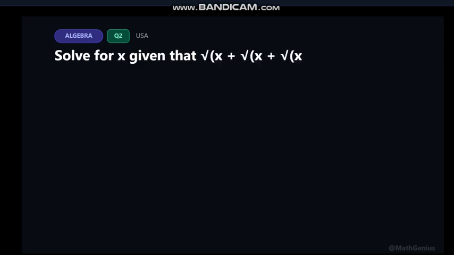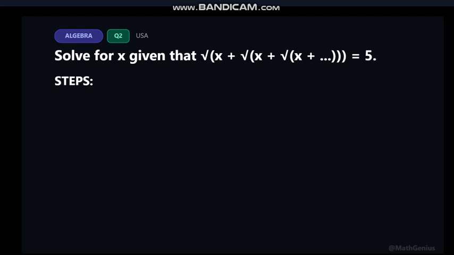Next. Infinite nested roots. Looks terrifying, but it's basically a cheat code once you spot the pattern. Solve for x given that square root of (x plus square root of (x plus square root of (x plus ...))) equals 5.